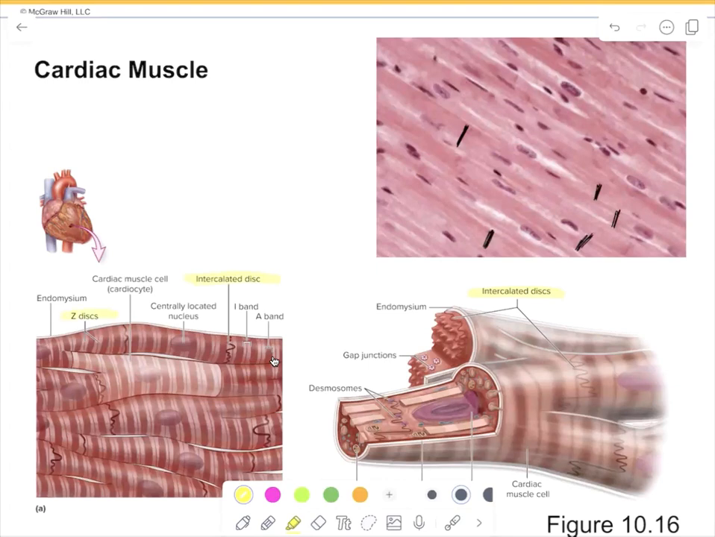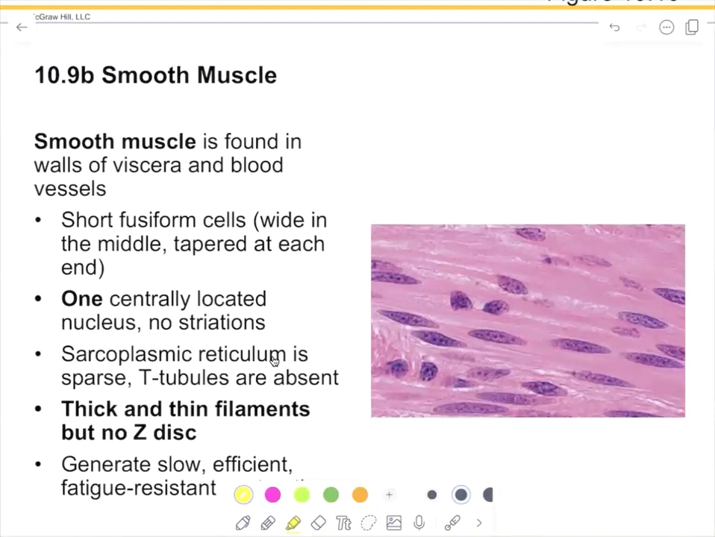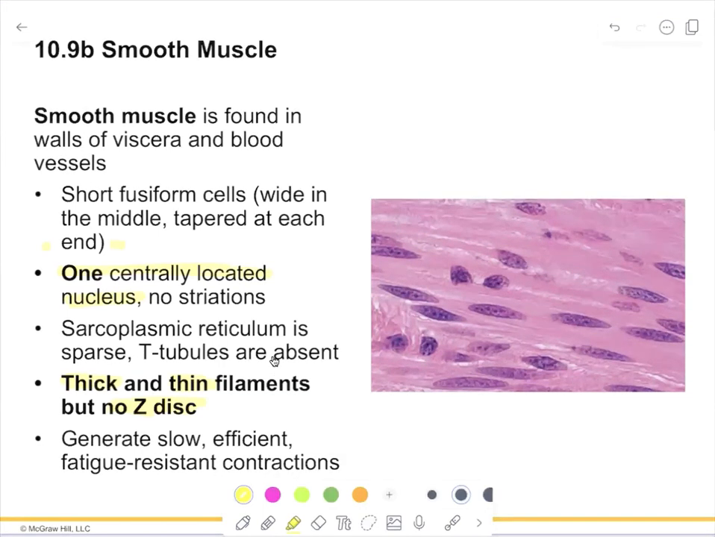Notice it has the same structures of the sarcomeres, like the A bands, the I band, and the Z disc. But the smooth muscle does not have a Z disc, and that's an important thing to remember. It still has the thick and the thin filaments, so the myosin and the actin, but no Z disc. Smooth muscle, as you can see, has no striations in the micrograph. It has 1 centrally located nucleus, and it's found in the walls of the viscera and blood vessels.